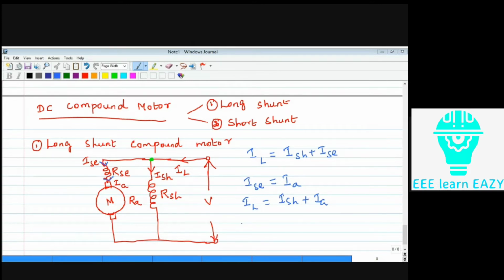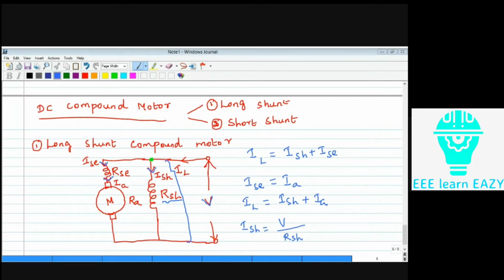And as usual, how can we find I shunt? We can find I shunt using V divided by R shunt. The voltage appearing across the field winding is the supply voltage V, so V divided by the resistance R shunt will give me the current I shunt.